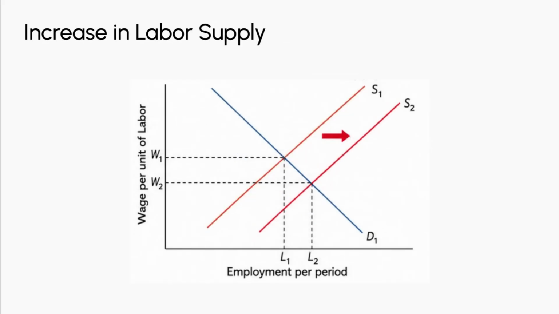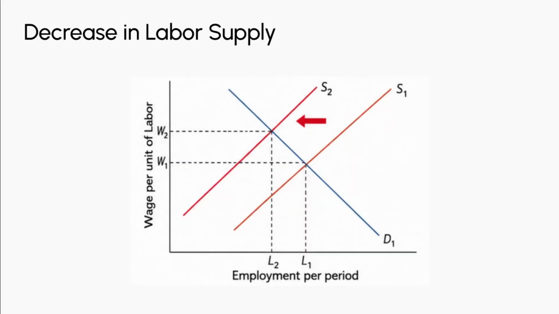You can see the same result when there is an increase in labor supply, as there are more workers than available jobs, and the same downward pressure is applied to wages and overall employment. On the other hand, a decrease in labor supply has the same effect as an increase in labor demand, as employment and wages both rise.